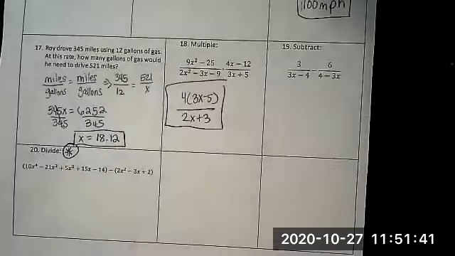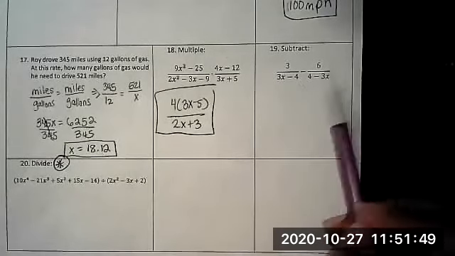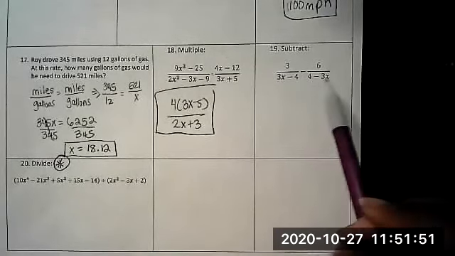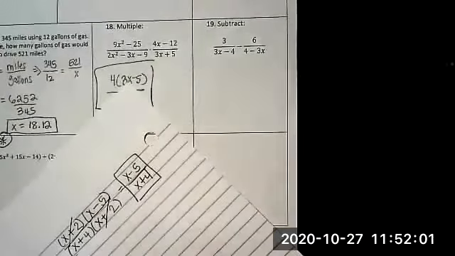All right, so our last 2 problems. This problem here looks very much the same. It is not. These are not common denominators. This one is flipped. Okay, we can flip it back. So we have 3 over 3x minus 4 minus 6 over 4 minus 3x. I didn't write this one out, I should have done that.